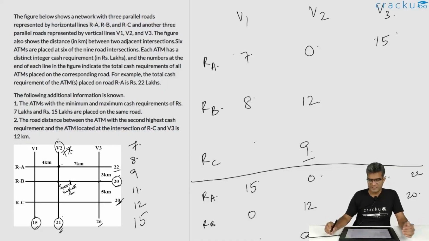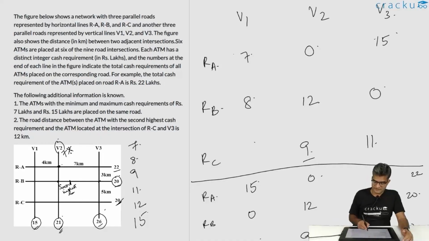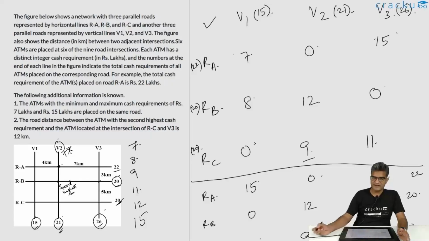So the sum of all the elements in RB now is already 20. So this will be 0. We want all the elements in V3 to add up to 26. So this will be 11 and this will be 0. So now if you are totaling all the elements in V1, this is totaling up to 15. In V2, they are totaling up to 21. In V3, they are totaling up to 26. Similarly, all the elements in RA are totaling up to 22. All the elements in RB are totaling up to 20. And all the elements in RC are totaling up to 20. Again, there is no contradiction. So this is a valid case. This is a valid case. There are two valid cases possible.